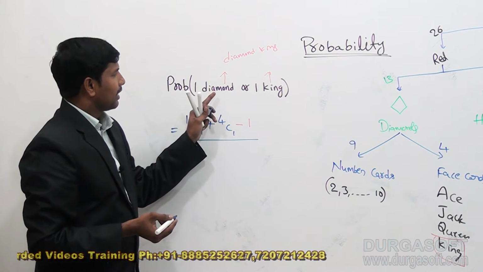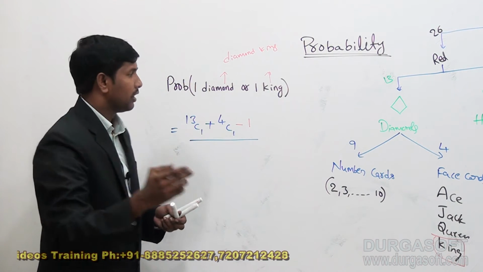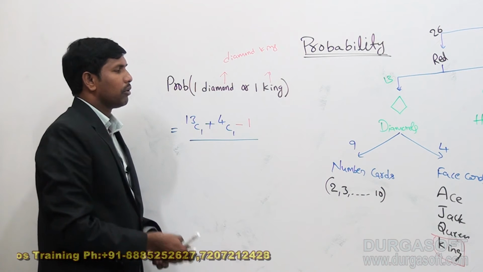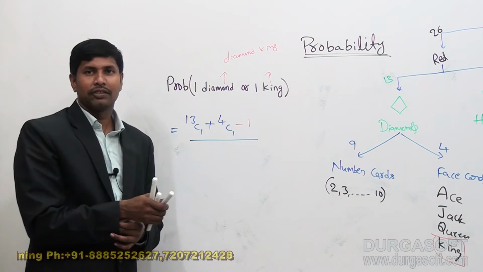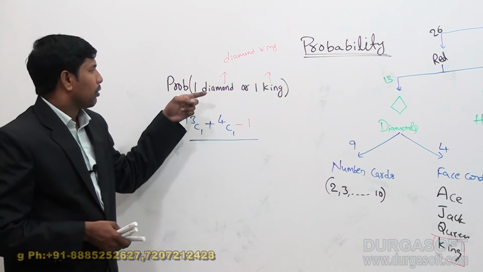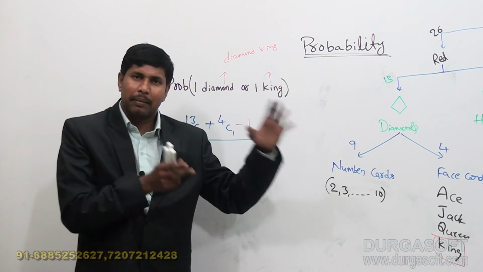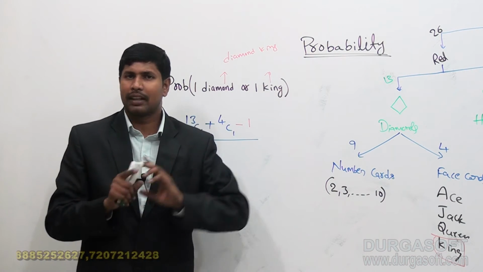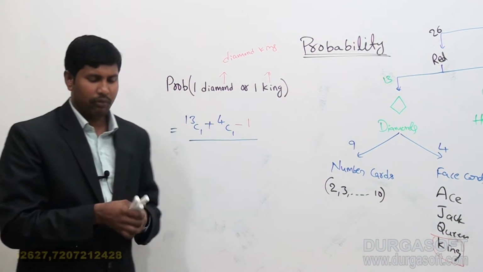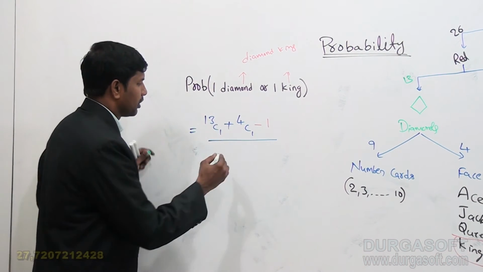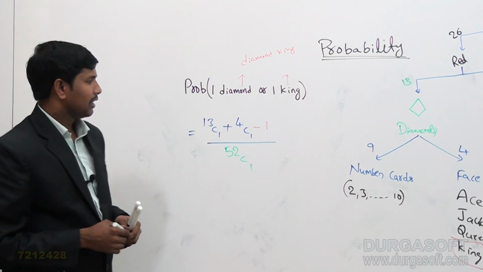You might be thinking we are selecting two cards, one diamond and the other a king, but actually we are not selecting two. What we are selecting is a diamond or a king. It may be either a diamond card or a king card, but not both at the same time. That represents only one, so here you should consider 52C1.